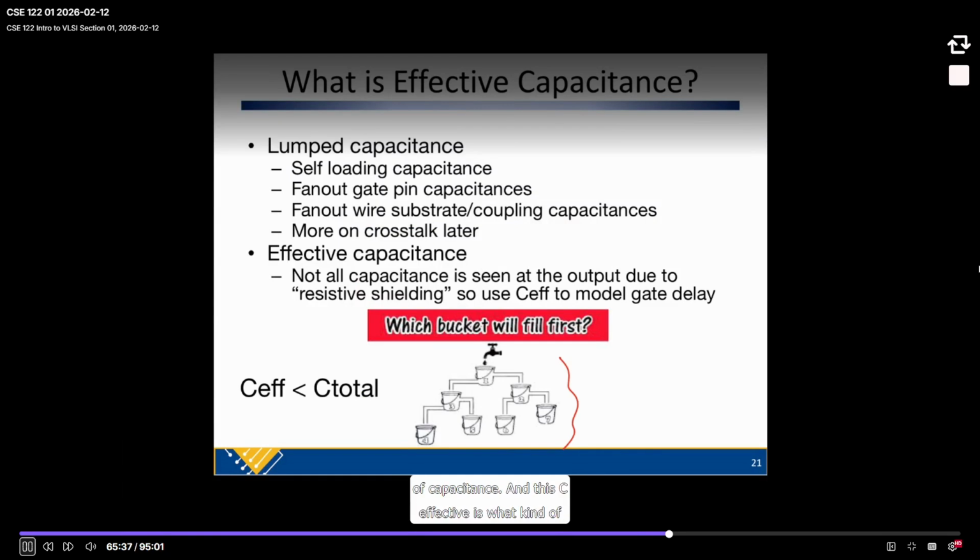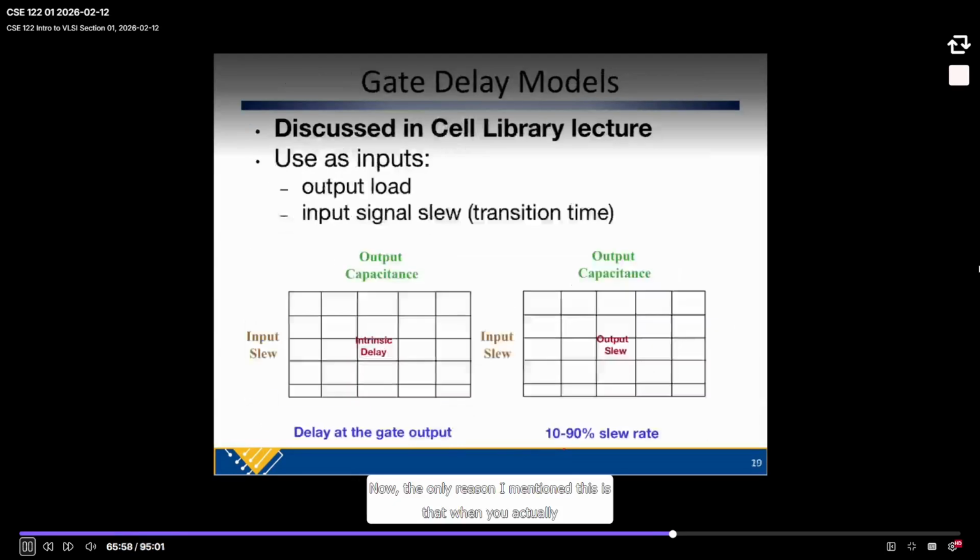And this C effective is what determines the delay of the driving gate, so how much its output will switch depending on how much capacitance it sees at the start of the wire. This is a concept called resistive shielding. It shields the downstream capacitors from the driver. The only reason I mention this is that when you actually look up in the tables, it's the C effective capacitance. So it's not necessarily the total of all the capacitors, it's some approximation of that.